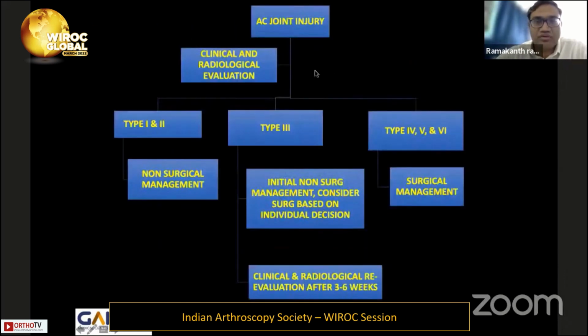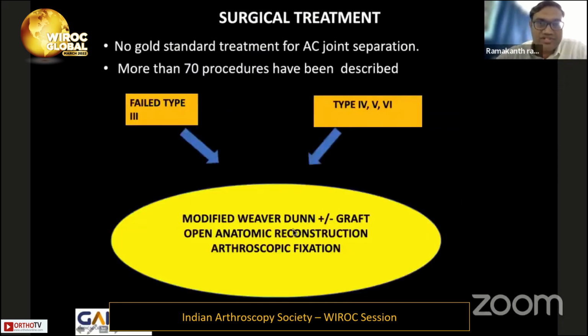So overall, for AC joint dislocation with clinical and radiological evaluation, for type 1 and 2 there are clear-cut guidelines that they can always be treated conservatively, whereas type 3 can be considered based on stable or unstable as recommended by the ISAKOS consensus. Type 4, 5, 6 are generally treated surgically because these are severe types of injuries. For surgical management, there is no gold standard treatment.